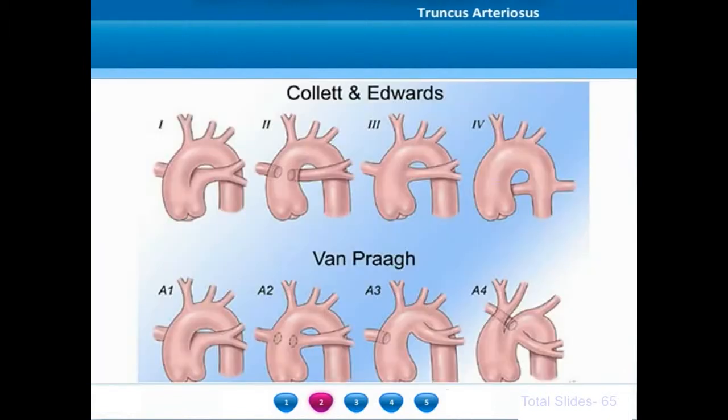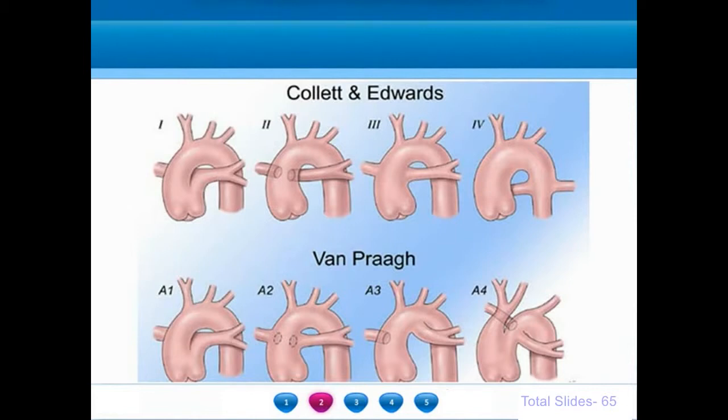The Collett and Edwards classification of Truncus arteriosus groups Truncus into 4 types. In type 1 Truncus, the main pulmonary artery arises from the posterior or lateral wall of the trunk and bifurcates into right and left pulmonary artery. In type 2 Truncus, the right and the left pulmonary artery arise separately from the trunk, but the orifices of the two vessels are close to each other.